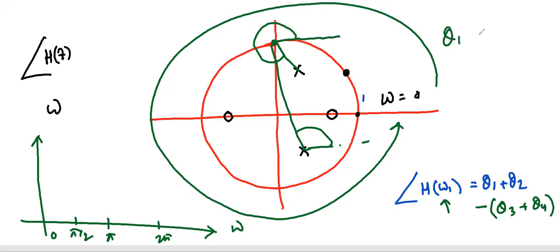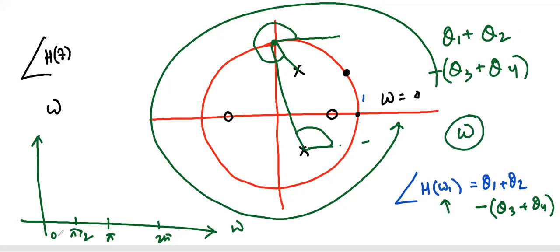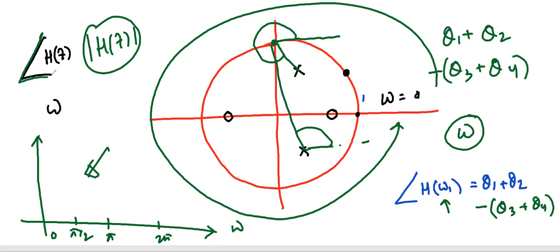So in this fashion, for each and every value of omega, you can get a combination of theta 1, theta 2, theta 3, and theta 4, where theta 1 and theta 2 will be added, and that will be subtracted from theta 3 plus theta 4, for each and every value of omega, and you can draw the phase distribution. That means the phase plot for a particular system, where the system was defined as H(z), the system response. When we are talking about the magnitude, this is the symbol, and when we are talking about the phase, this is the symbol.